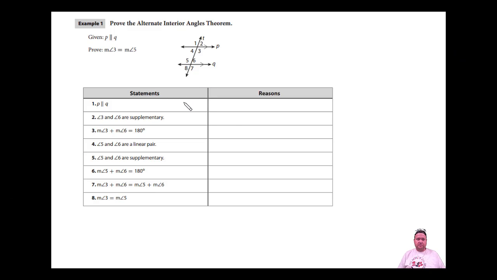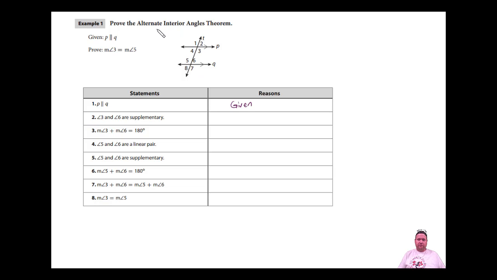Sometimes proving these parallel line theorems does take a few steps. This is an 8-step proof, 2 columns, and we've got a given that P is parallel to Q, so this first reason we'll go with given. And let's take a look at what we're trying to prove.